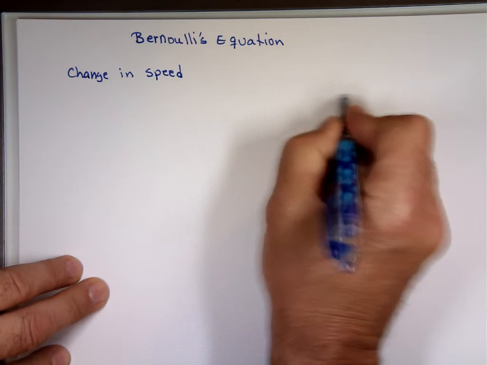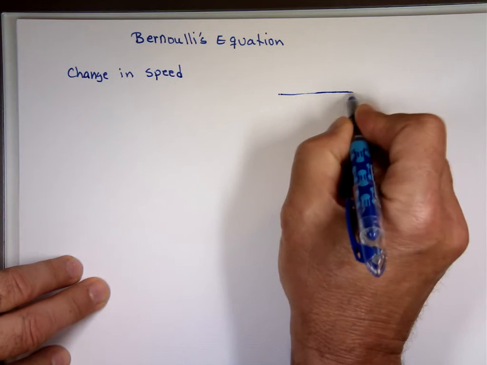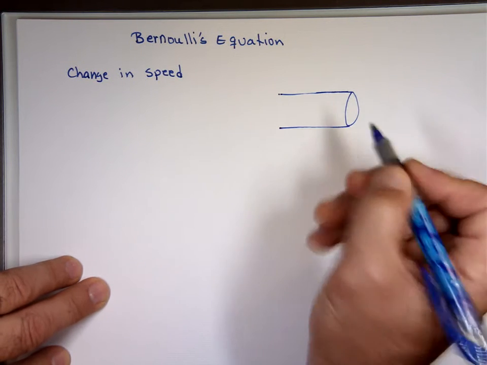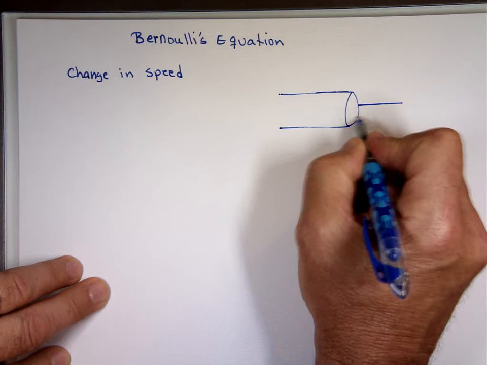Again, let's take change in speed. So we're not changing the height. We have a hose laying on the ground. The only way to change the speed is if we go from bigger to smaller or smaller to bigger.